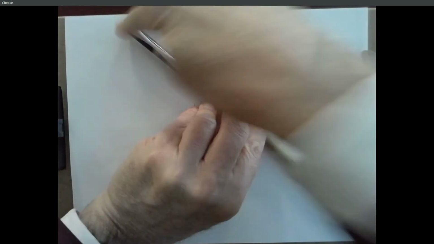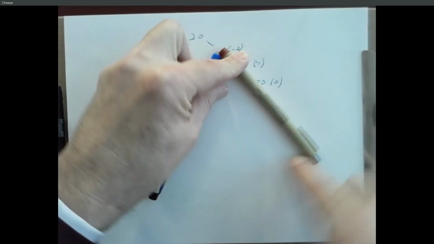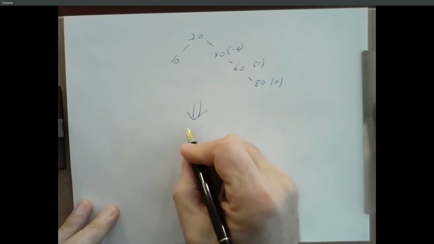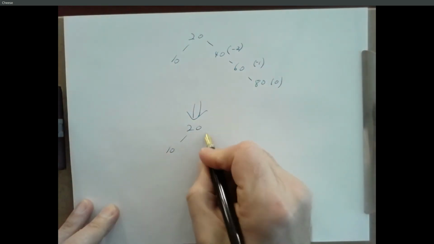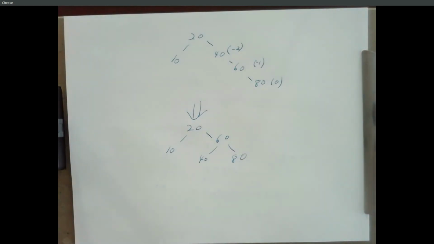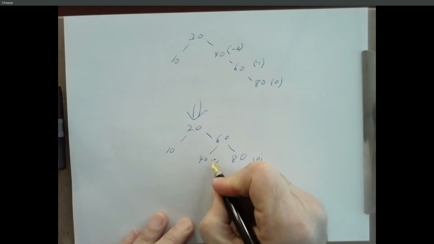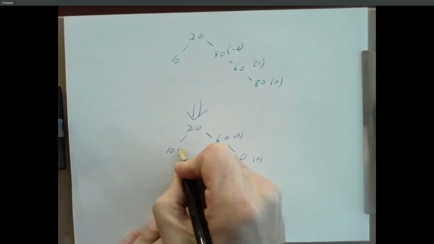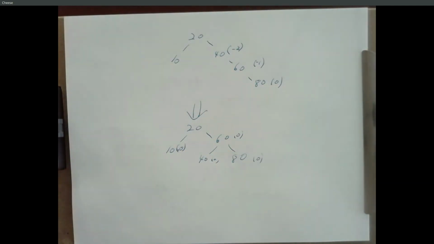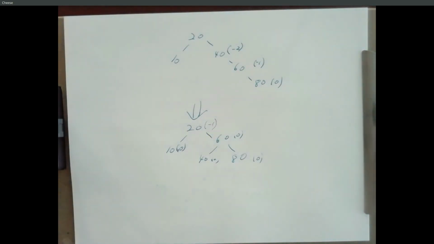So we had 40, 60, 80. We're going to change it like this. 60 is going to go up here. It's going to be 60, 80, and 40. And so this whole tree is going to change into the following. It's going to look like that. And this last one is going to have a balance factor of minus 1. So that's all going to be balanced again.